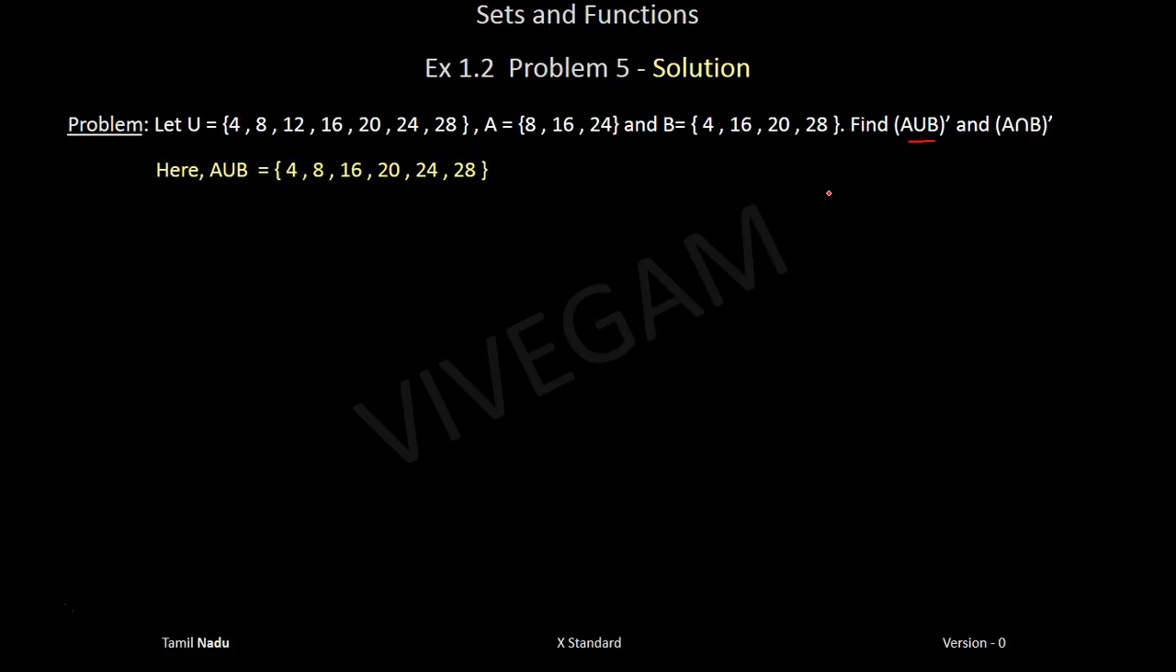Okay, so now let's do A union B. We need to combine A and B. So combining, what will you get? You'll get 4, 8, 16, 20, 24, 28, right? So that is what is written here: 4, 8, 16, 20, 24, 28.